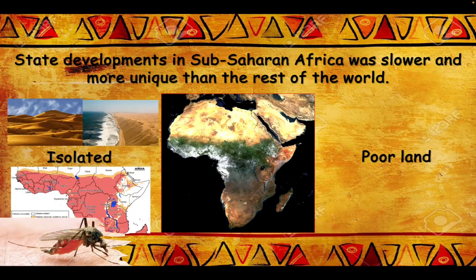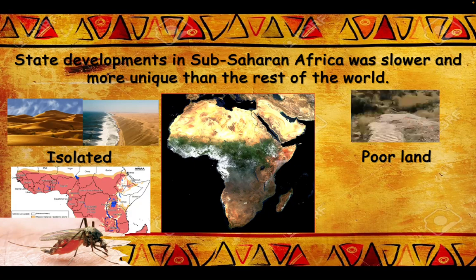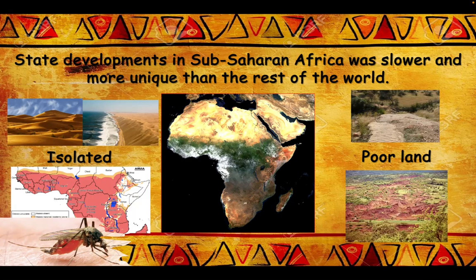Another thing that made it slower and more unique was the fact that the land is very poor. Africa has a very, very narrow topsoil, which is important for agriculture, and this leads to great erosion. So agriculture and land is not something that can really provide wealth and support a market economy.